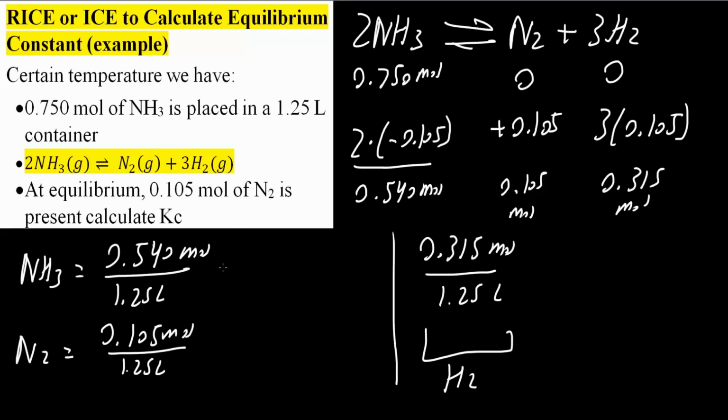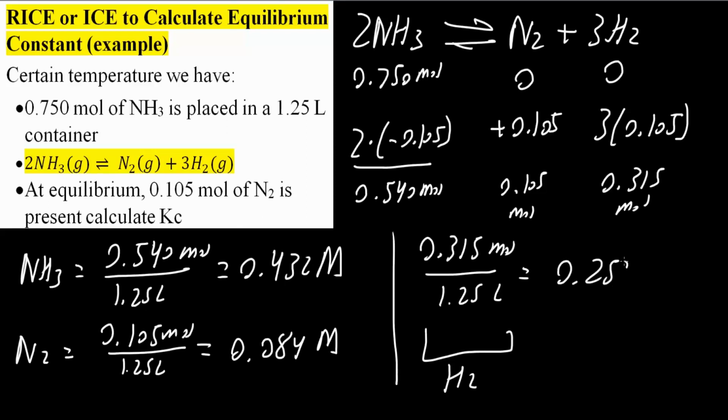And so this would equal 0.432 molar for NH3. This is equal to 0.084 molar for N2. Finally, this would equal 0.252 molar for H2. The next step is pretty simple.